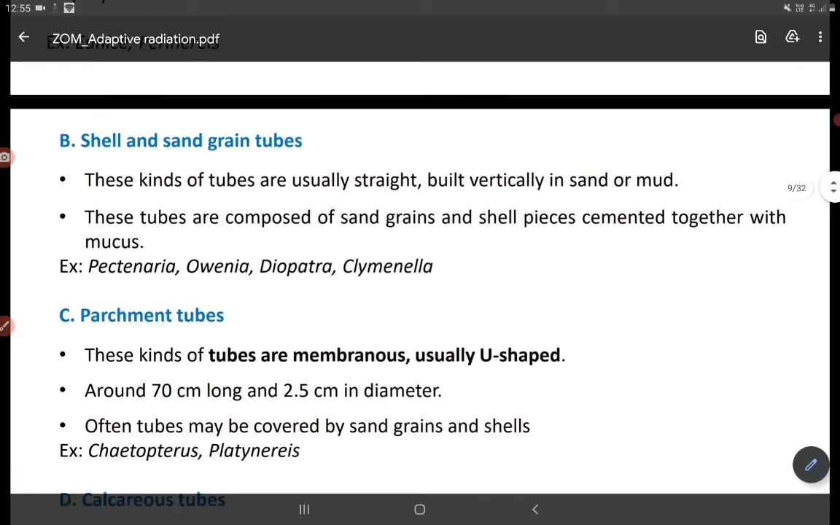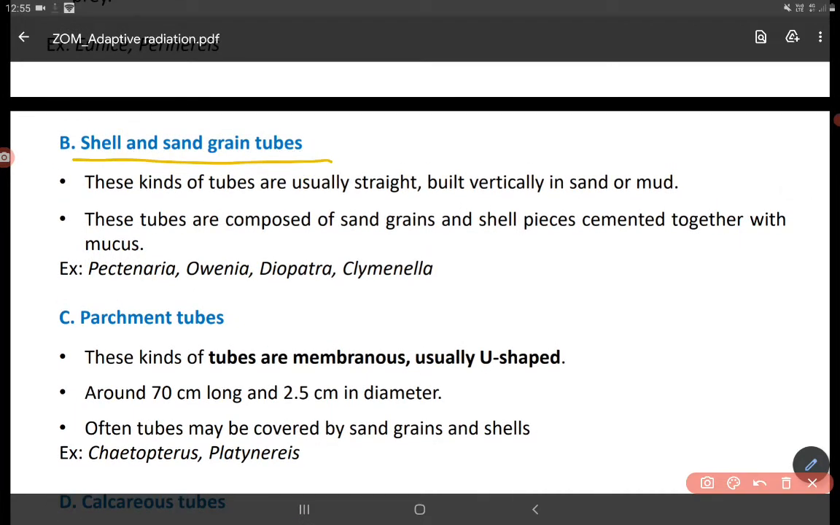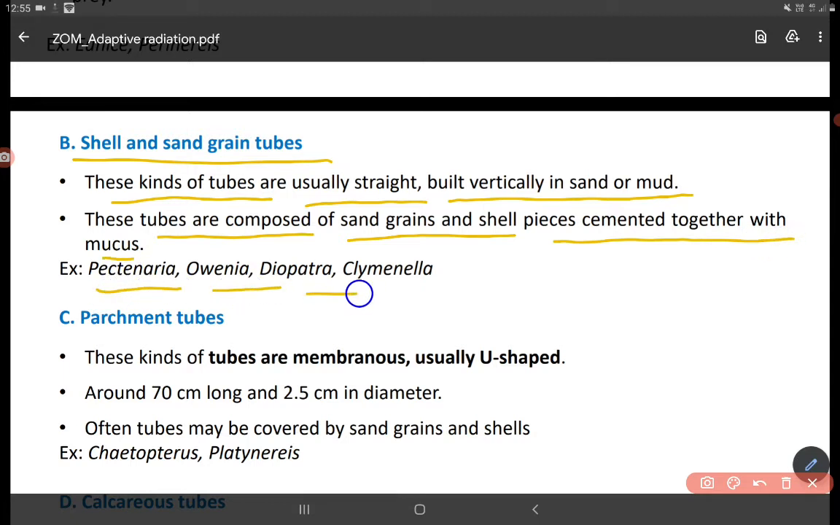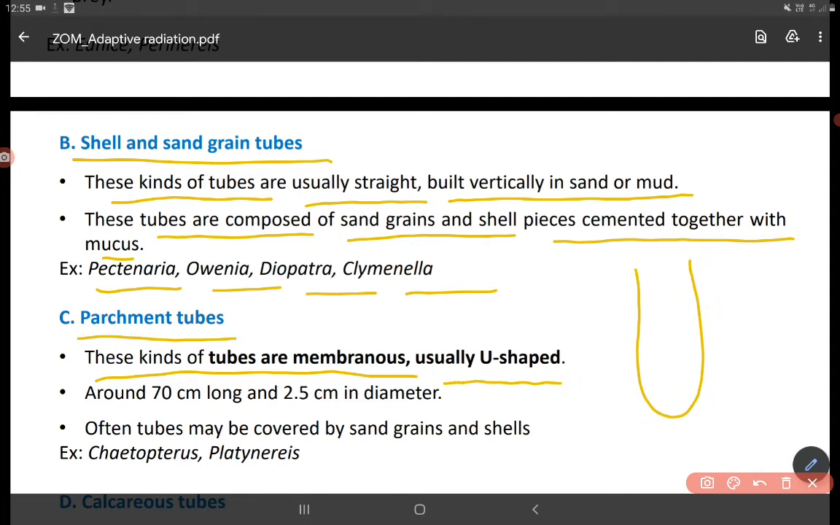Now the second is shell and sand grain tubes. These tubes are usually straight, built vertically in sand or mud. They are composed of sand grains or shell pieces cemented together with mucus. Examples are Pectinaria, Owenia, Diopatra, and Clymenella. The third is parchment tubes. These tubes are membranous, usually U-shaped, thin, around 70 cm long and 2.5 cm in diameter. Often the tubes may be covered by sand grains and shells. Examples are Chaetopterus and Platynereis.